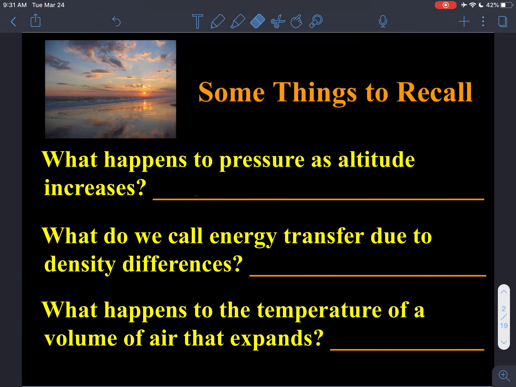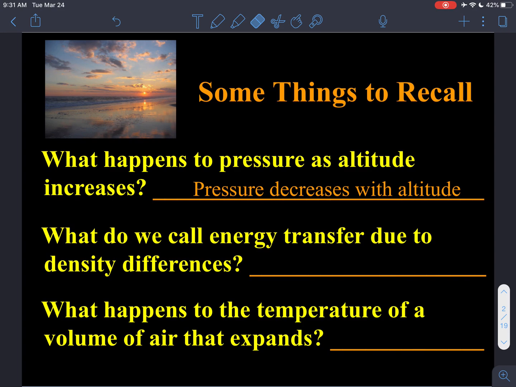Okay, so some things to recall. What happens to air pressure as altitude increases? So as you go up in the atmosphere, there is less air, therefore the air pressure decreases with altitude.